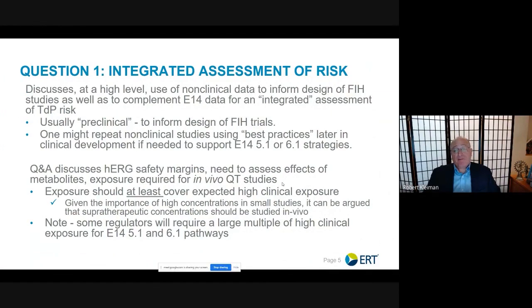But given the importance of high concentrations in small studies, as Dr. Darpour just described, I think it can be argued that it is probably much better if you can obtain a truly high supertherapeutic exposure in your non-clinical studies. And I'll also note that I suspect that different regulators will have different requirements for the high exposures that they would like to see in our non-clinical trials.